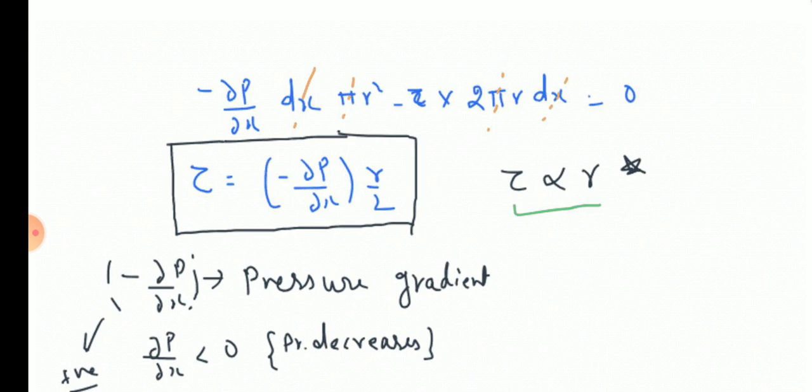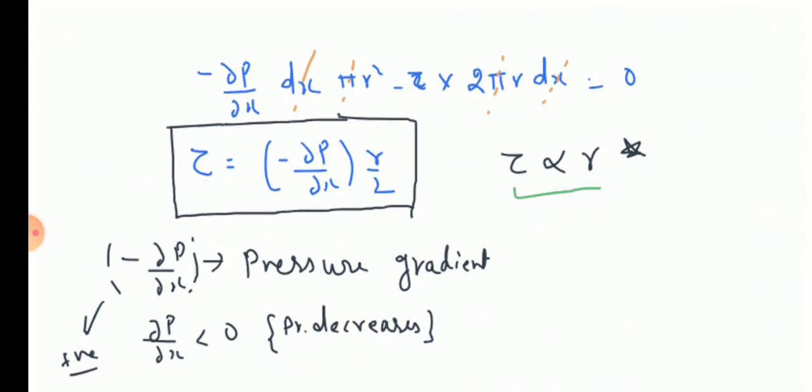The del P by del x is the pressure gradient, which is always negative in the direction of flow because pressure decreases to overcome friction, right? So tau will be positive only.